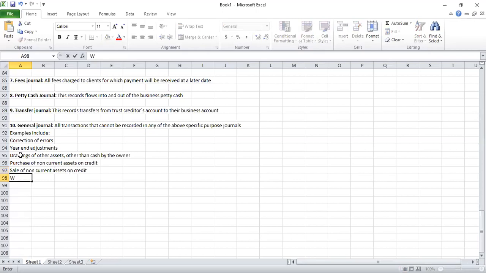Writing off credit losses. When we say credit losses, these are customers that have failed to pay. Maybe they've died or they simply disappeared, so we can't keep the debt in our books. We have to write it off because we'll no longer recover it. Right. Providing for depreciation. In accounting, we provide for the loss in value of our assets due to use. We call that depreciation. So when you provide for depreciation, we record it in the general journal. Right. Any questions?